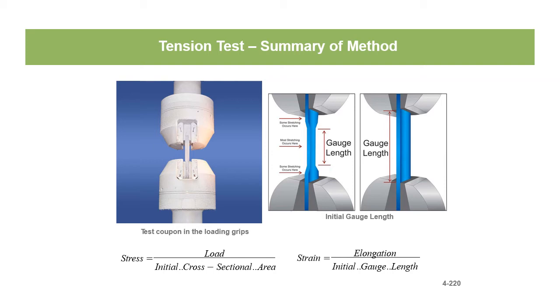Your elongation divided by initial gauge length is the strain. So you take your gauge length, then you figure out how much elongation there was, and you divide it by the initial gauge length, and that's your strain. Pretty easy math, pretty cut and dried.